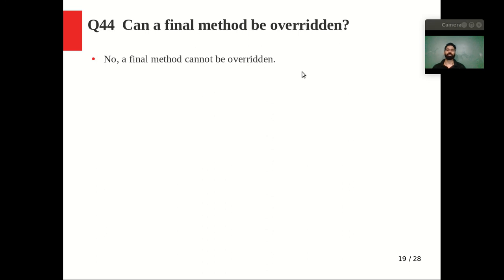So the next tricky question is, can a final method be overridden? Can you override a final method? Let's say that we have one method which is final in a parent class, and in a subclass I want to provide a new implementation of that method. Is that possible? No, a final method cannot be overridden, right? Because it will not get inherited. So a final method cannot be overridden.